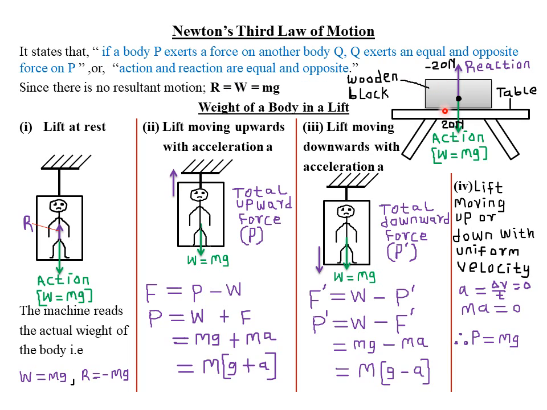Consider this particular wooden block which is resting on our table here. If this wooden block is resting, it is stationary, it means that it is not moving. So the weight of this particular wooden block will constitute what we call the action force. The action force is usually due to the weight of the body. So the weight of this wooden block will constitute our action force.